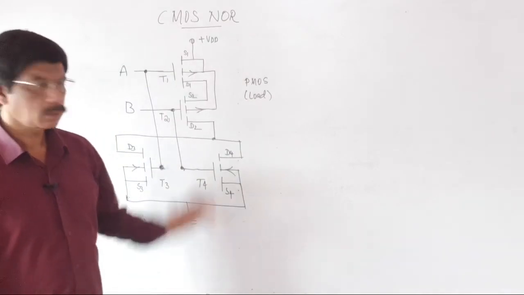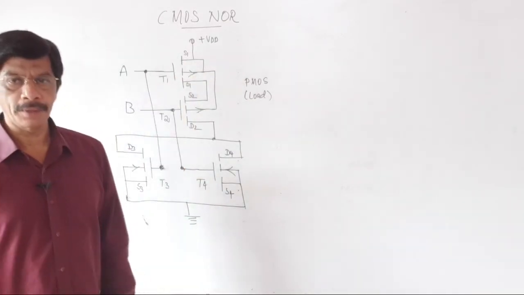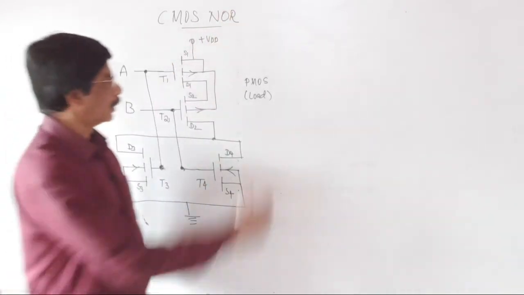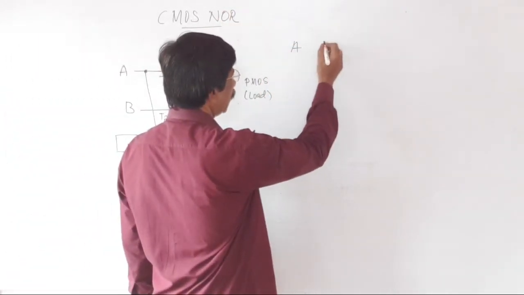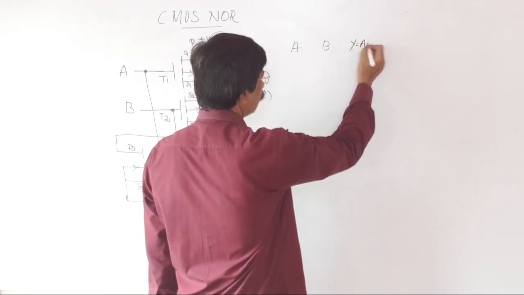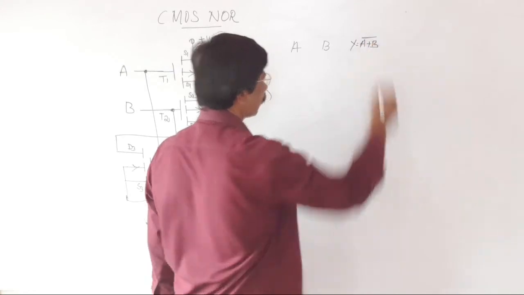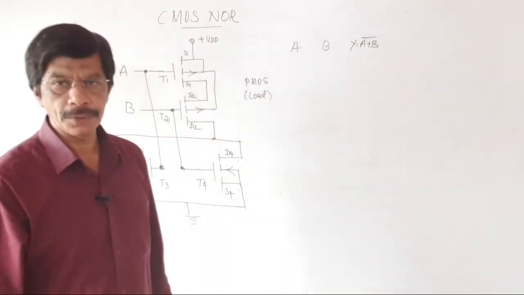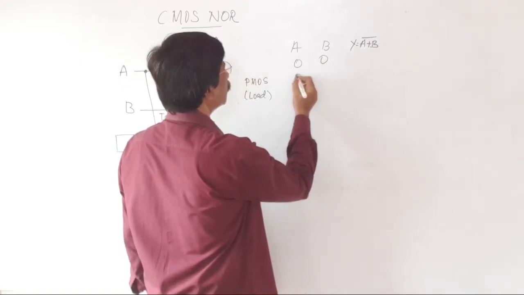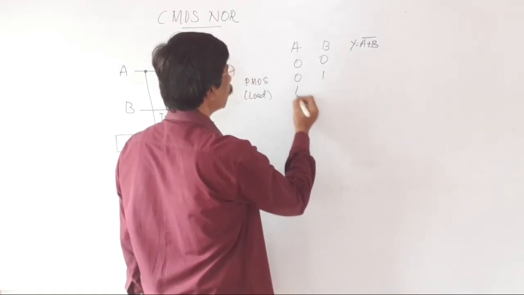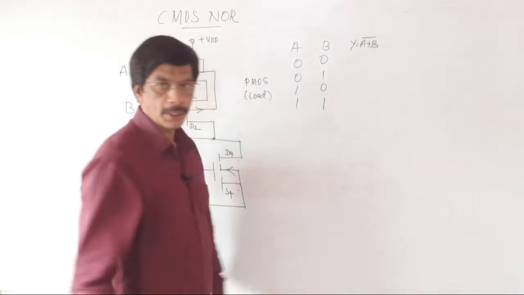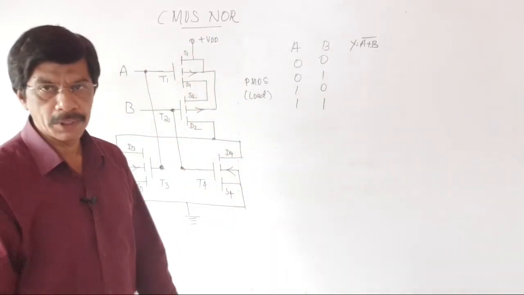Now, let us draw the truth table for two input NOR gate. A is the one input, B is the another input. The output Y is equal to (A plus B) bar. Is the usual truth table. A is equal to 0, B is equal to 0, A is equal to 0, B is equal to 1, A is equal to 1, B is equal to 0, A is equal to 1, B is equal to 1. These are the four possible input combinations.